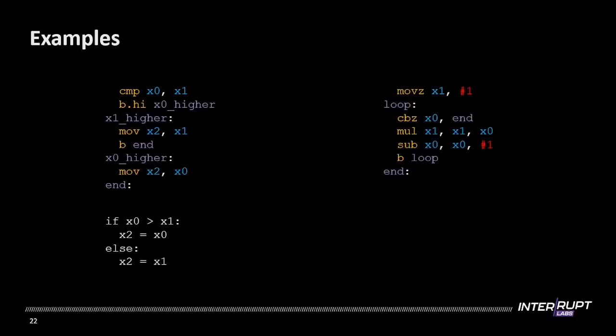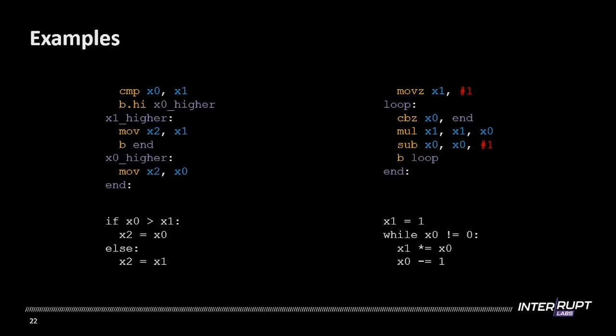Now here's a second example. Again, can you work out what this is doing? So this is finding the factorial of x0 and storing it in x1. If you don't know, factorial is multiplying all the positive integers up to and including a positive integer. So 6 factorial would be 6 times 5 times 4 times 3 times 2 times 1.